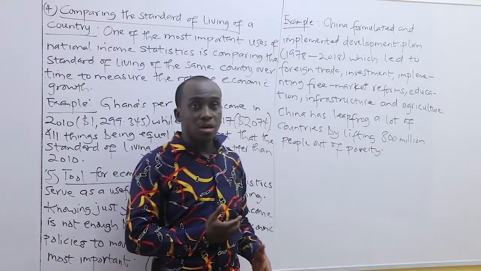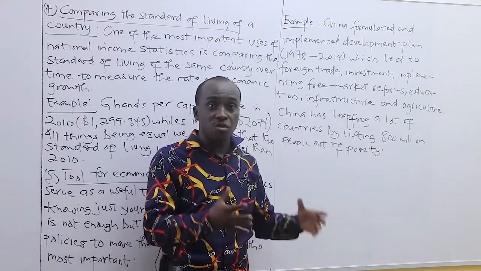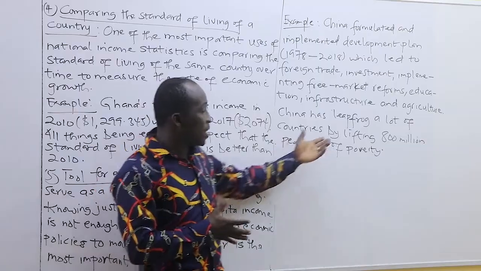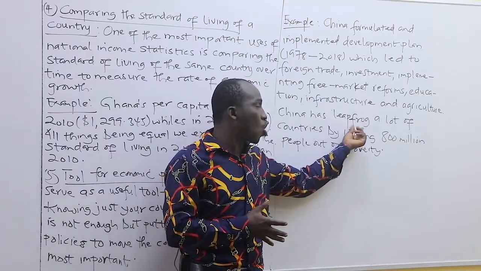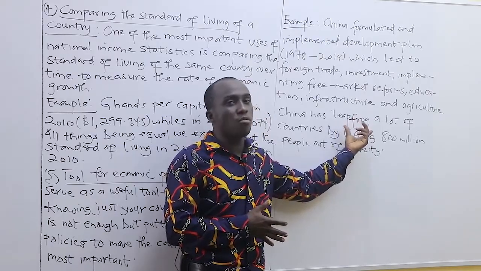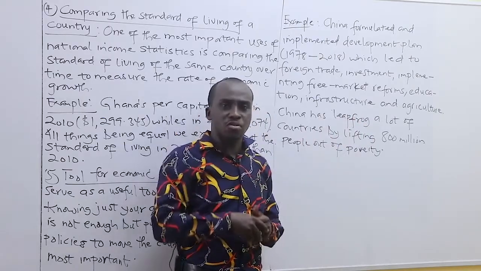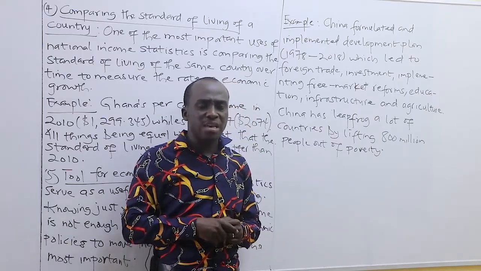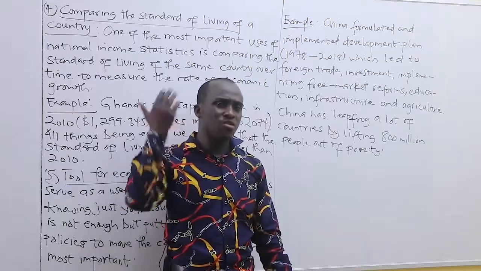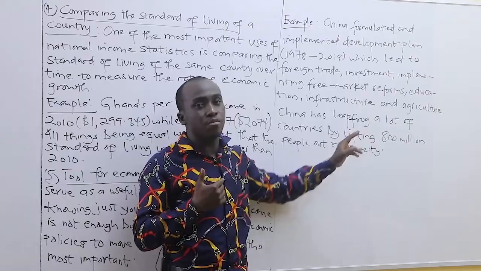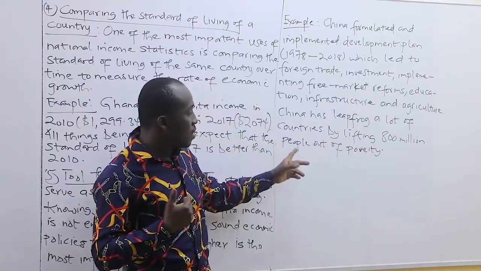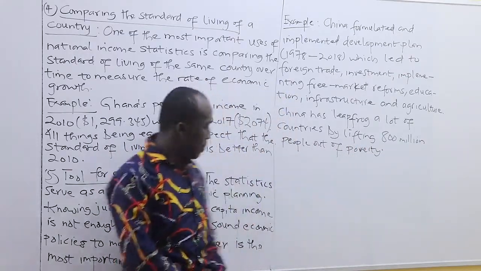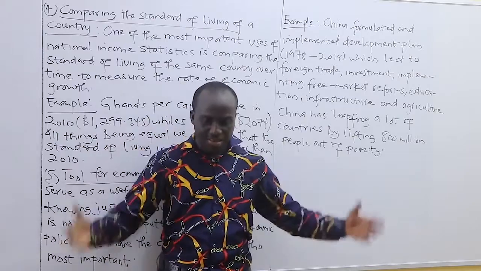And look at what happened. They invested in education and infrastructure over the period. Look at it, for a period of 40 years, China has leapfrogged. Leapfrog means they are able to go ahead of other countries. Now, China is better than countries like Ukraine, Russia, Turkey, countries that they were behind. China was behind them. Now, they're able to leapfrog them. By lifting about 800 million people out of poverty, they got to know their per capita income was no good.